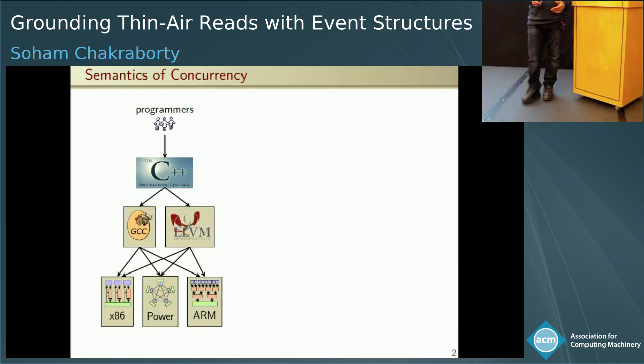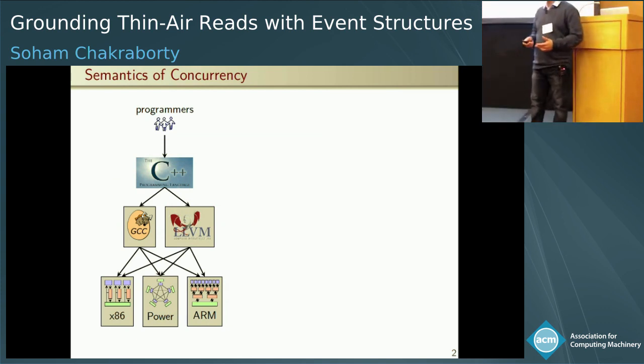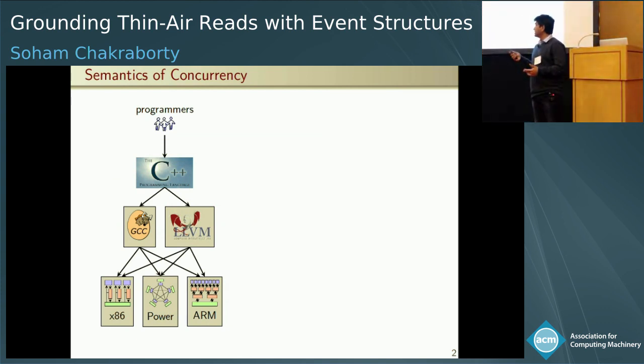Shared memory concurrency is the pervasive programming model for multi-core architectures, such as x86, Power and ARM architectures. Now, based on the memory organizations, these architectures follow somewhat different memory models. However, there is one thing in common among these architectures: concurrent programs exhibit certain behaviors which cannot be explained by interleaving execution.